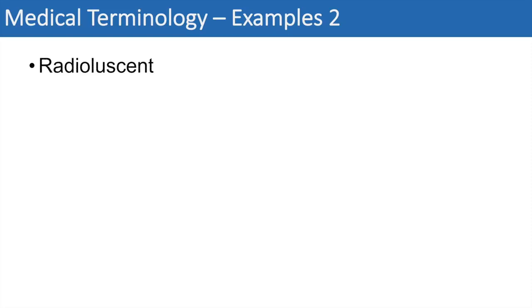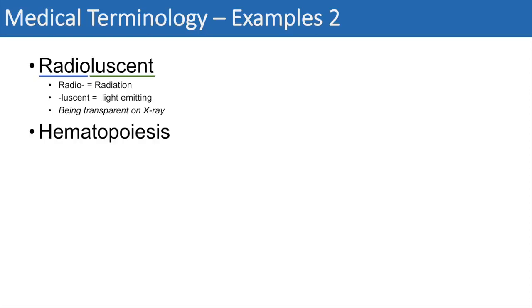The next practice word is radiolucent. So what does radiolucent mean? If you break it down again, radio means radiation. And lucent means light emitting. So when we put that together, it literally means light emitting radiation. That really doesn't make much sense unless we think about using an X-ray. So an X-ray, there's radiation used, and it's something that's transparent on an X-ray.